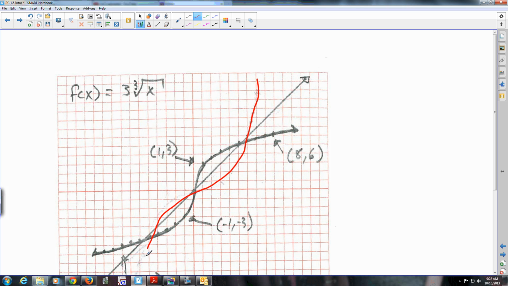Now, what's so special about the line y equals x is that you're switching your x and y. So visually, graphically, you can see inverses by mentally flipping the graph, reflecting the graph over the line y equals x. It doesn't give you the equation, but it does give you the graph.